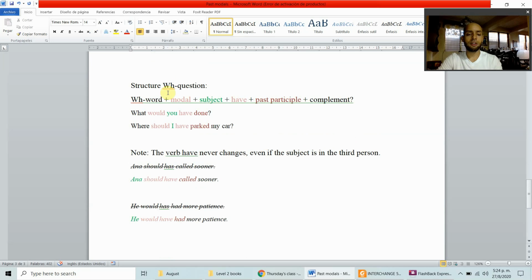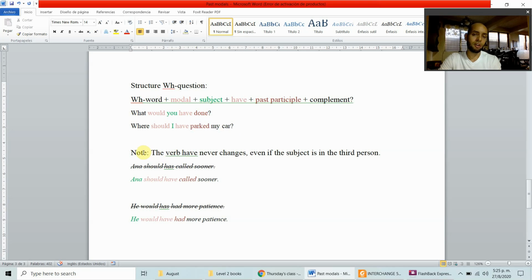Now the structure for WH questions. WH word plus modal plus the subject plus have plus past participle plus the complement and the question mark. What would you have done? Where should I have parked my car? WH word, the modal, the subject, the auxiliary have, parked, the past participle, and the complement, and the question mark.